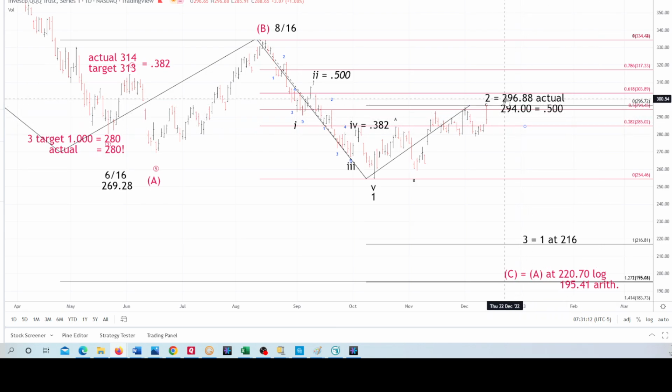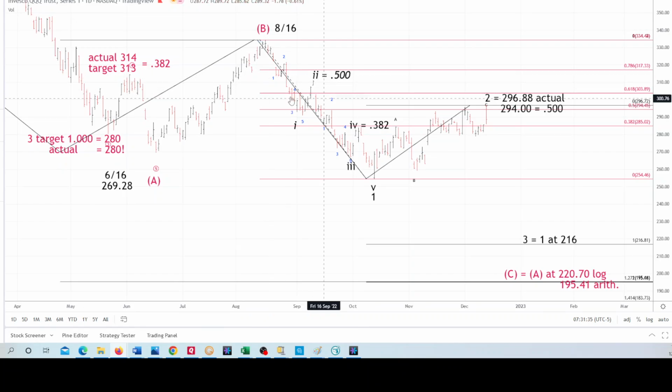You can see it hit 296.88. That was yesterday, on the 13th, and you can see it still has a lot higher to go. It could possibly go to the higher Fibonacci retracements at the 0.618 and the 0.786. The make or break, where it is wrong, is the August 16th high, which is 334, I believe.